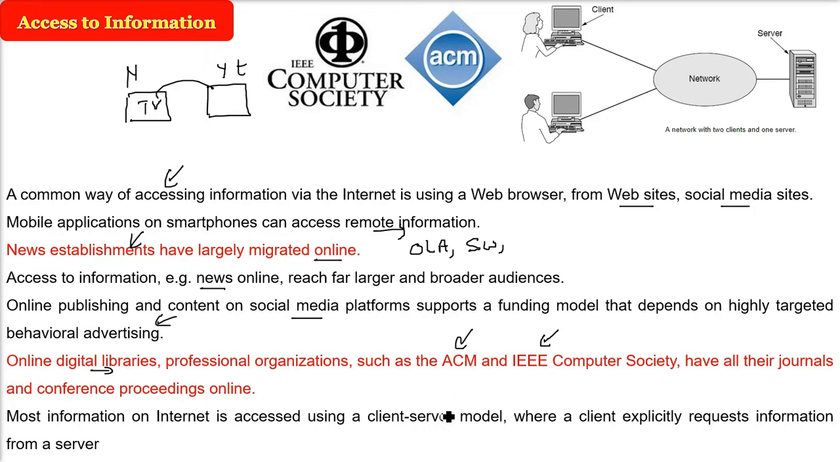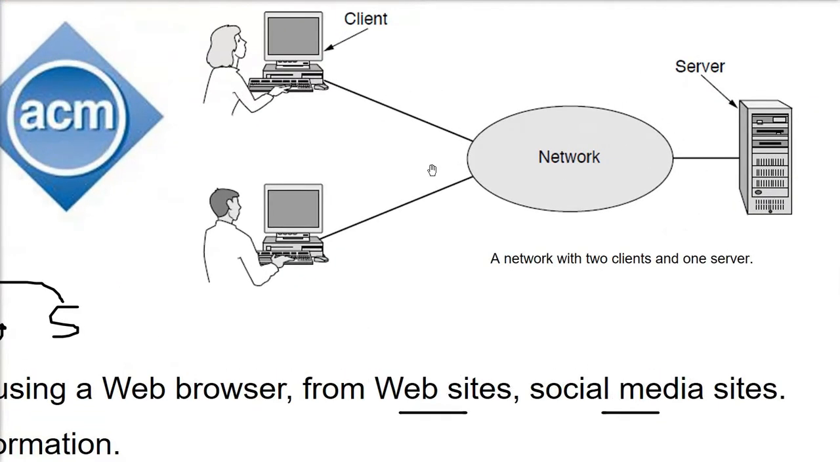And most of the internet information access is done through a model called the client-server model. A client and a server. As the name suggests, the client will explicitly ask for some information from the server. The server, being the dominating one, will honor the request and return the response. So this is a picture of two clients using the computer network to ask a server to access information.